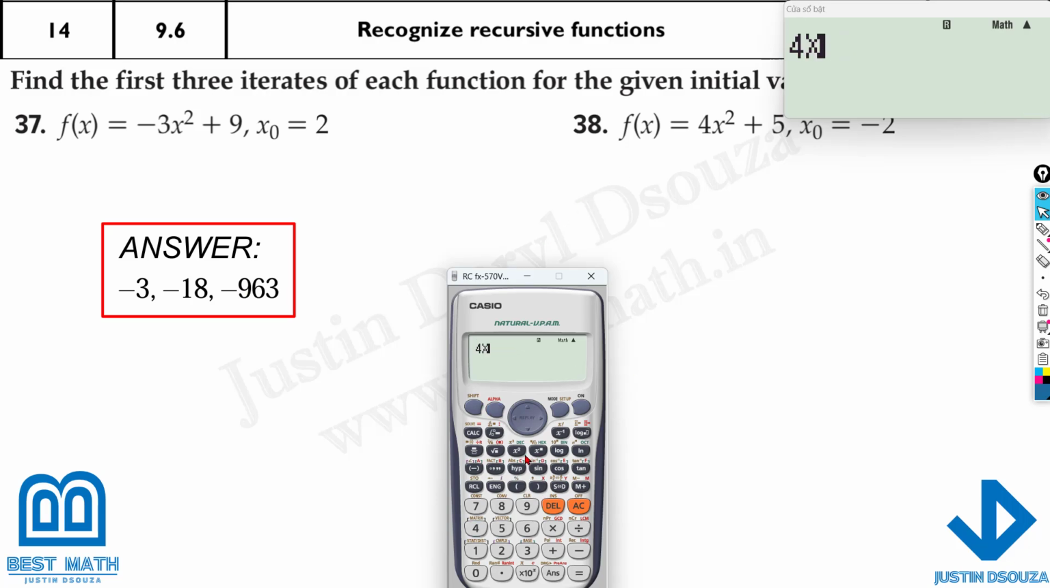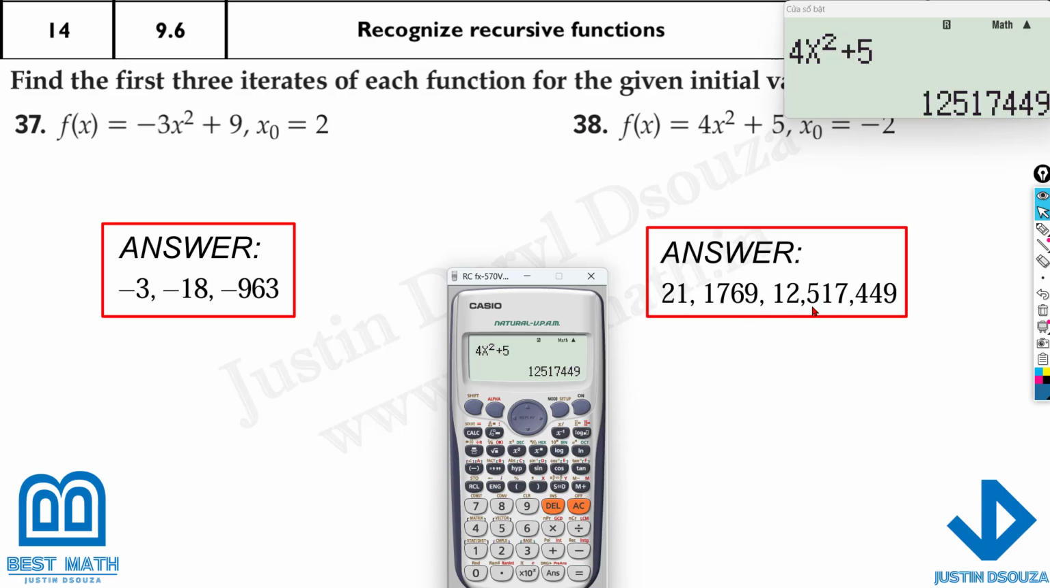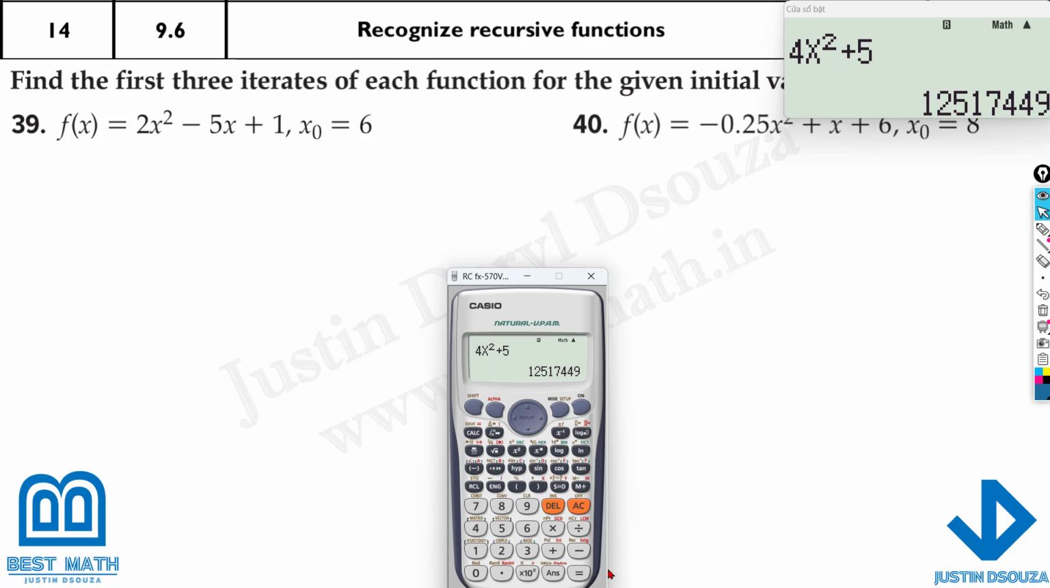And 4x squared plus 5 starting with minus 2 here. 21, calculated again at 21, and that's 1769, and lastly 1769. Here we go, that's a huge answer. It's 12,517,449. So those are the answers. Similarly here, you can do it for any equation. Iteration is very, very simple.